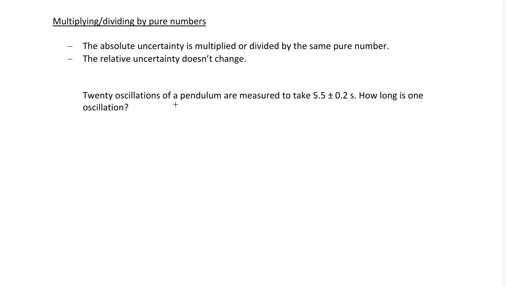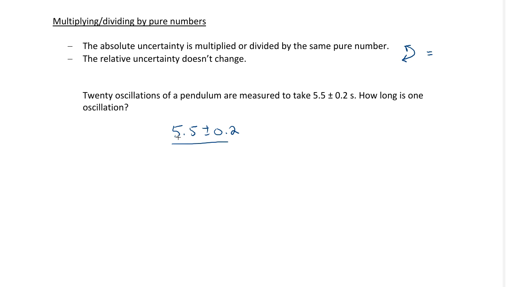Now let's talk about multiplying or dividing by pure numbers. When we do that, the absolute uncertainty gets multiplied or divided by the same pure number as the quantity, or equivalently, the relative uncertainty doesn't change. These two statements mean exactly the same. Now, let me give you an example. If we have 20 oscillations of a pendulum and we measure that to take 5.5 plus or minus 0.2 seconds, how long is one oscillation?